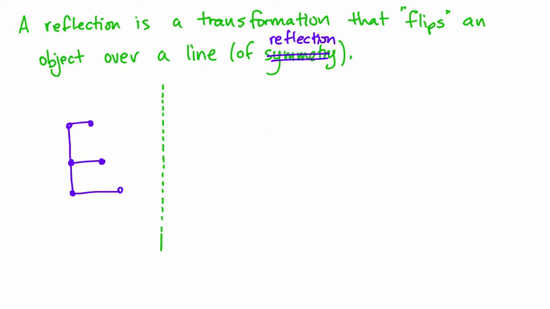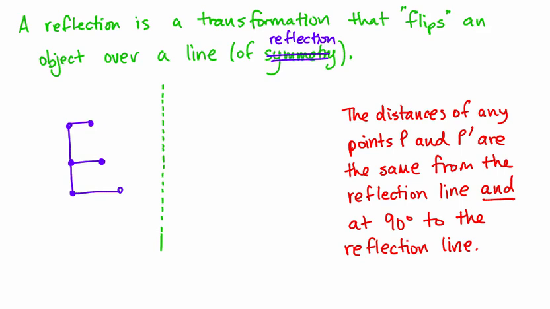And how do we actually find out where it is on the other side? Well, we do that by following this rule. The distances of any points P and P prime, where P is on the original object, and P prime is on the image of that object across the reflection line, are the same distance. So the first thing is that the distance has to be the same across the reflection line. And the second part is that they have to be at 90 degrees to that reflection line. So if this is point P, then the distance to the reflection line and at 90 degrees to that reflection line is shown with that red dotted line.